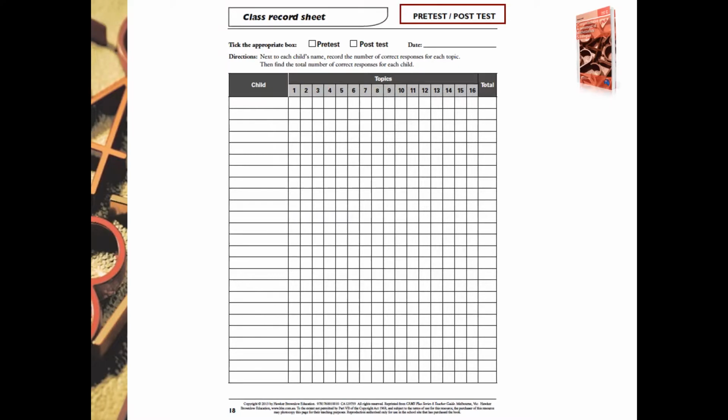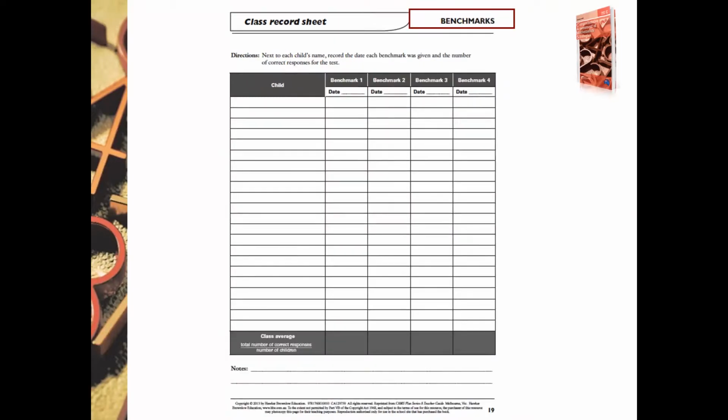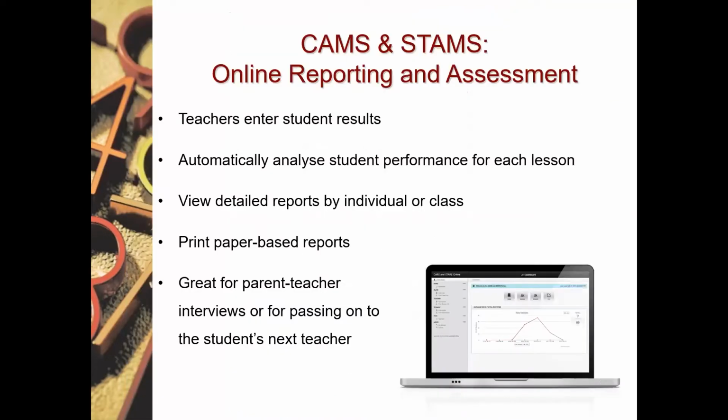Here is the class record sheet where, once you've collated all the answer sheets from your class, you would list all your students and where they are with these 16 different concepts. And this will assist with your planning to go to the STAMS as well. Another class record sheet for the benchmarks, and another one for your post-test.